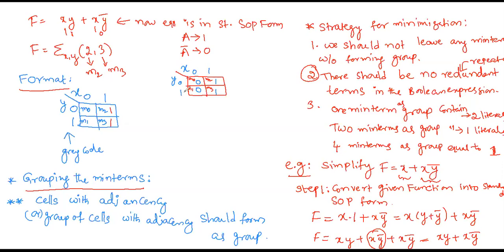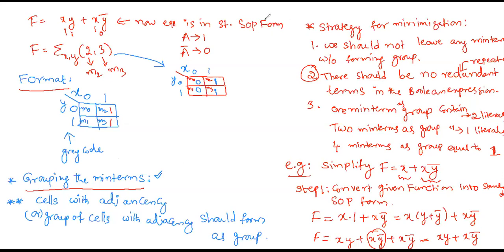Now we apply the given Boolean expression in the K-map. What are the inputs? From this, we get the input to the K-map. Inputs are minterm 2 present, minterm 3 present. Wherever the minterms are present, keep 1, 1. Now, next step, grouping the minterms.